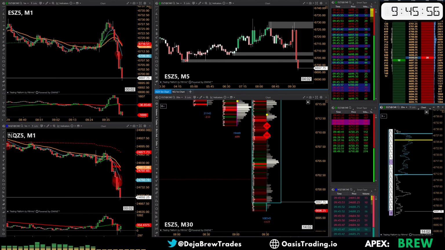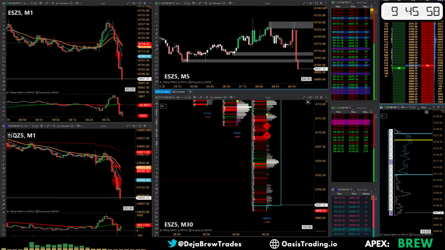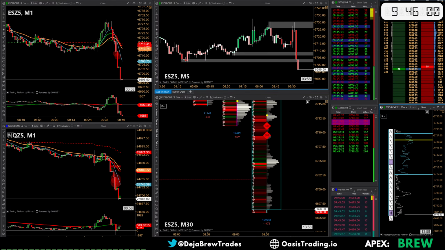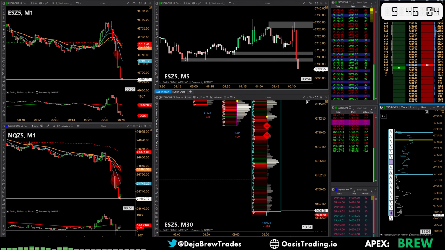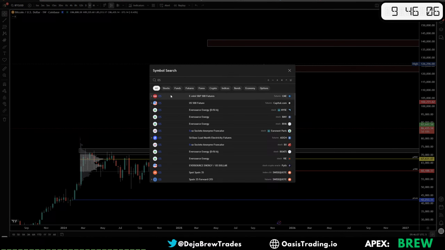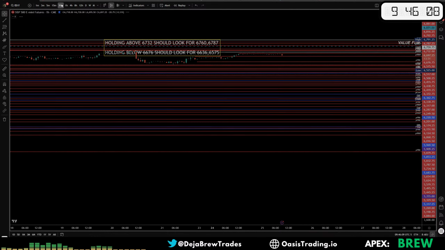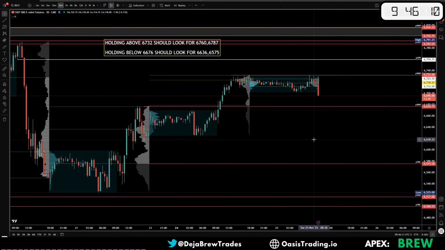Okay, looks like the bearish pressure from NASDAQ has pulled us out of balance on ES. We are losing that value low. So now we start to look for a possible retrace into the value low of yesterday, which is around 76 to 80.